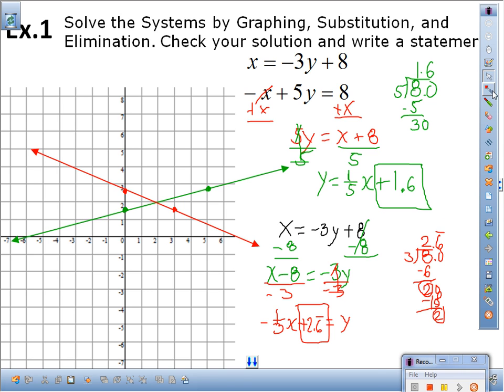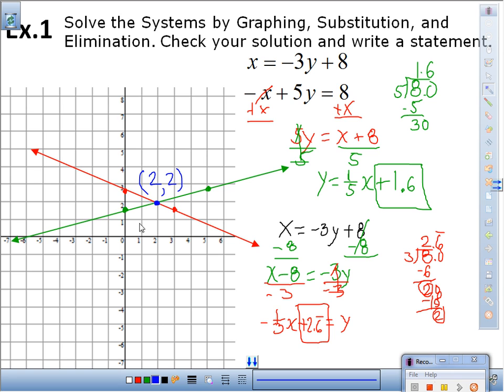Third step, we need to identify the point of intersection of the lines. Do you see the point of intersection? Yes. Plot the point there and write the coordinates. It looks like it's 2, 2. That is my possible solution if I was correct with my computation and if I graph correctly. Are we there so far? All right.